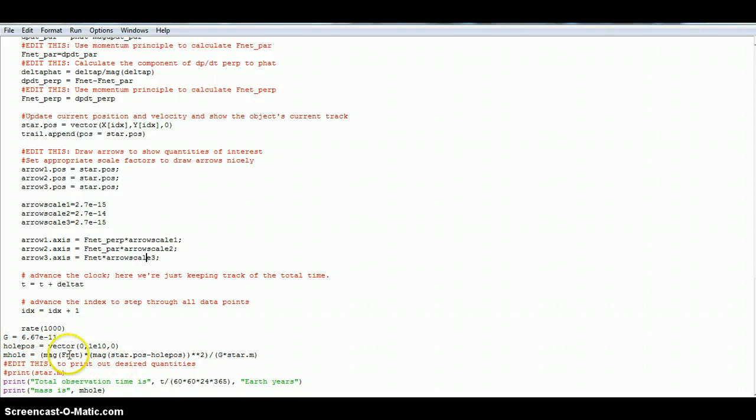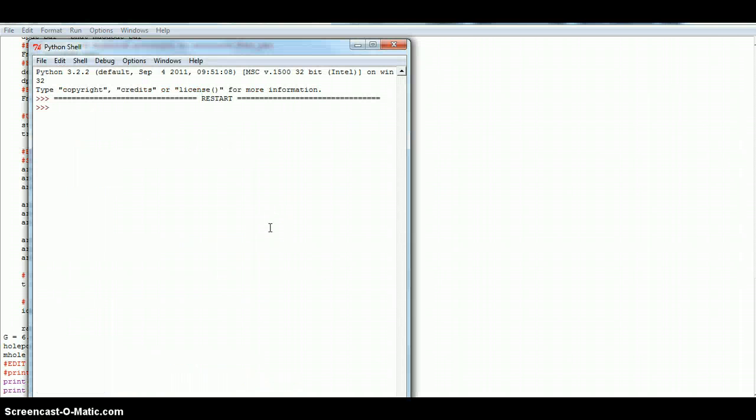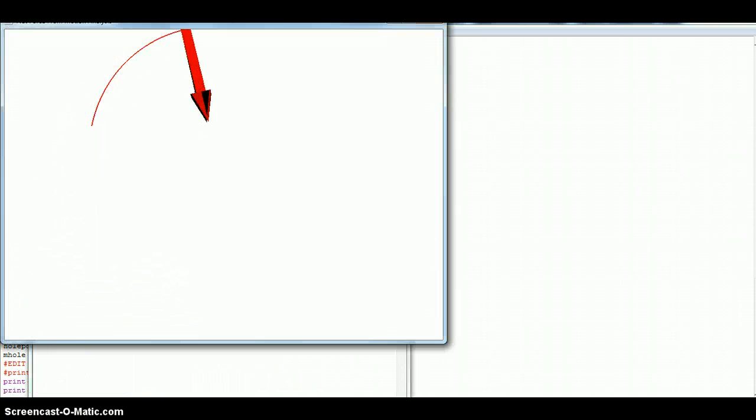It would just be the magnitude of F net multiplied by the magnitude of the distance squared divided by G, defined here, the gravitational constant, times the mass of the star. And it prints out "mass is" and the mass. So I'm going to run it. And there it is. You see the arrows as well.